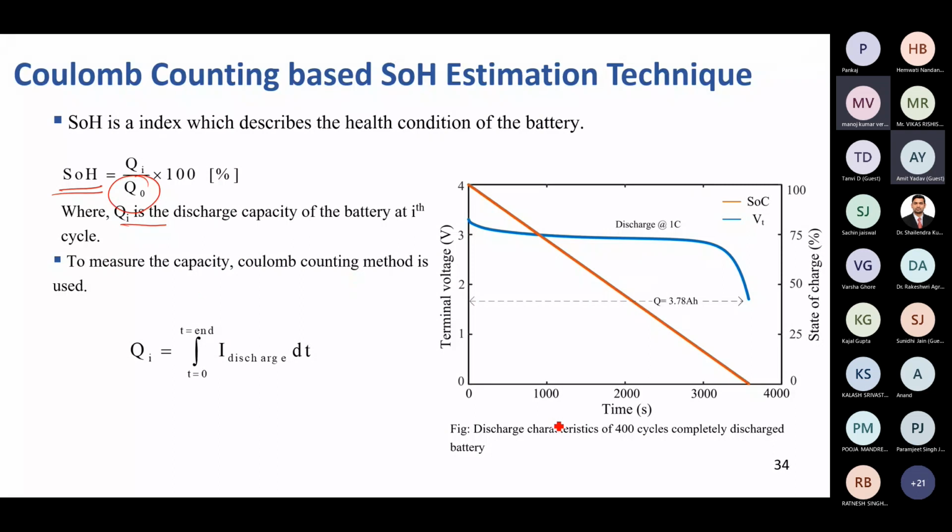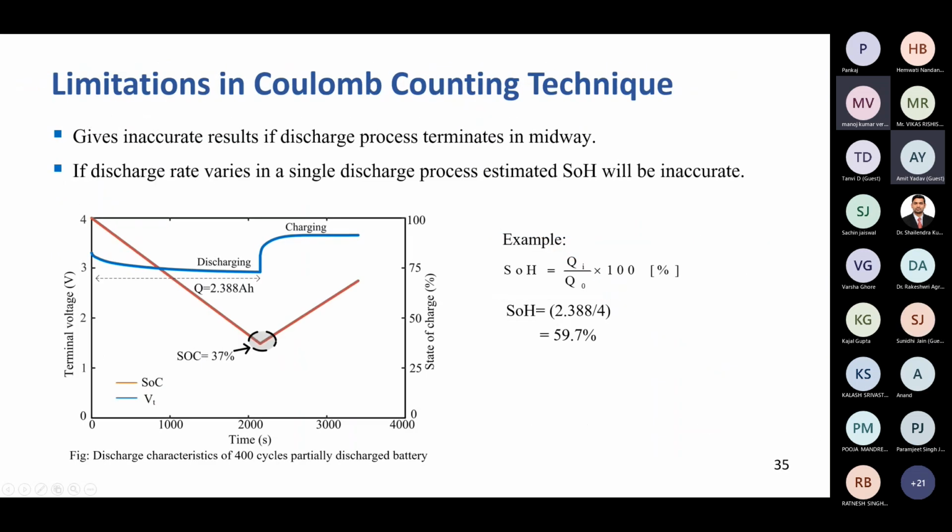So this will be the discharge characteristics after 400 cycles, for a completely discharged battery. You can see the state of charge, SOC, of the battery, and VT, the terminal voltage. One of the issues here is that if I go for the conventional method of estimating with Coulomb counting, and I want to estimate the state of health of the battery over a period of time, it gives inaccurate results.